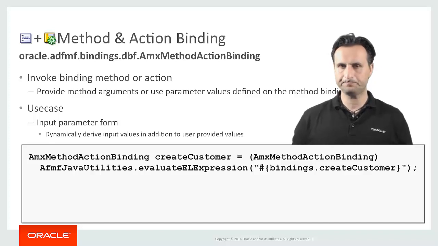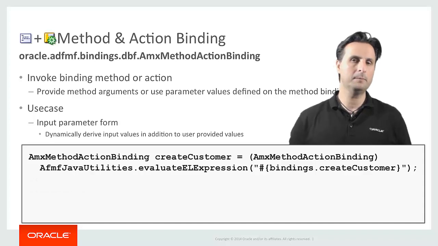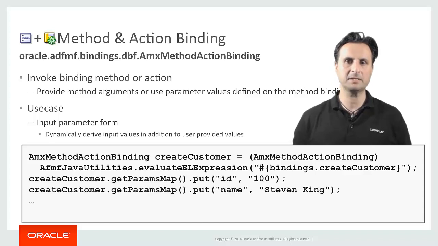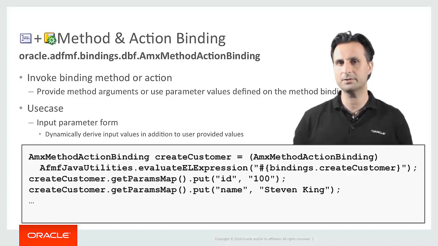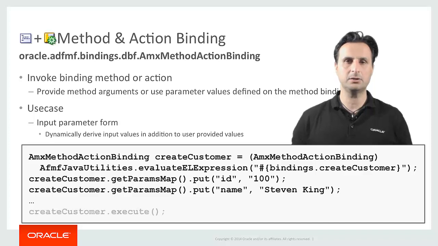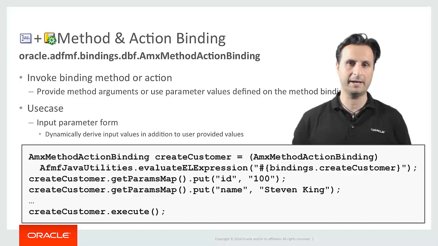Now this would allow me to programmatically invoke a method and also to programmatically populate the values. So here I have an AMX method action binding, and you see I'm passing 2 arguments and 2 values to that method, and then I execute it, and that would call then the remote service or just the POJO data control if I use that.